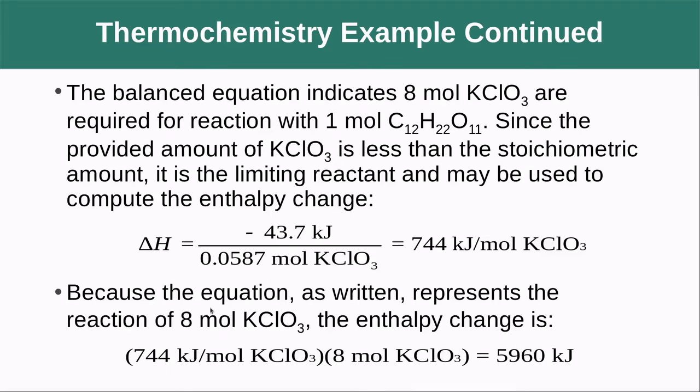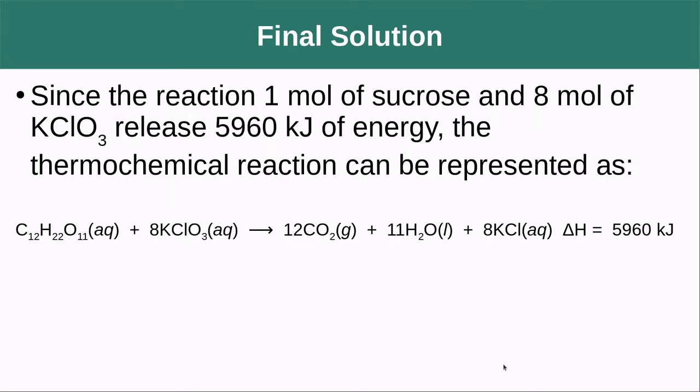Because the equation as written represents the reaction of 8 moles, the enthalpy change is going to be a little different. Now we've figured out how many kilojoules of heat get released per mole of potassium chlorate. We need to multiply by the amount of potassium chlorate we'd like to react, and we can see that as written, the equation is going to produce 5,960 kilojoules of heat.